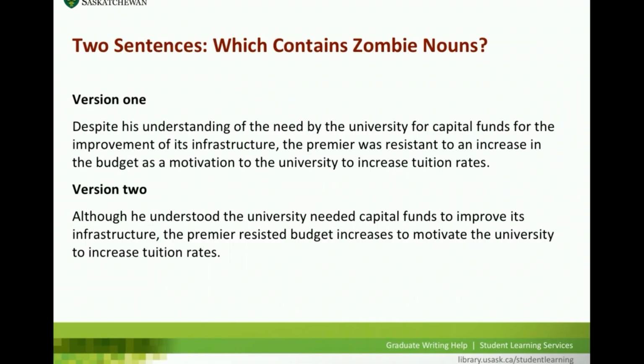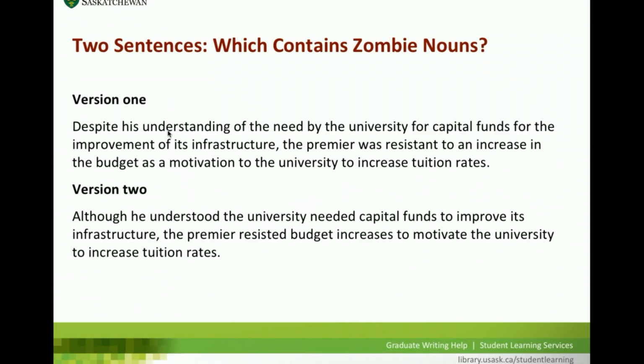Okay, so let's have a look at version 1 compared with version 2. And you were right if you said that version 1 is the sentence with the zombie nouns. So let's just look at the difference here. So we'll take version 1 from the top. First zombie noun we come to is understanding, right? So how does version 2 handle the same idea? Okay, version 2 uses the verb understood.